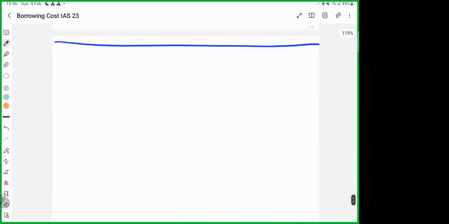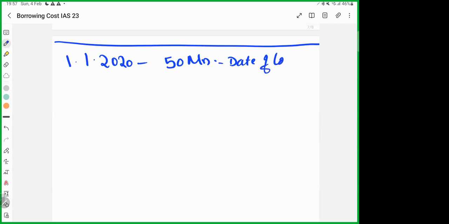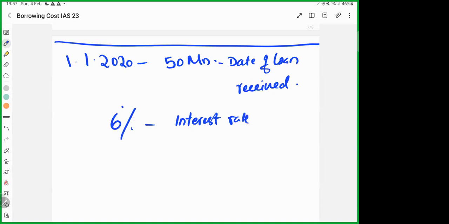For example, I received 50 million. This is the date of loan received, interest rate 6%. What is the interest rate? 6%. Okay.